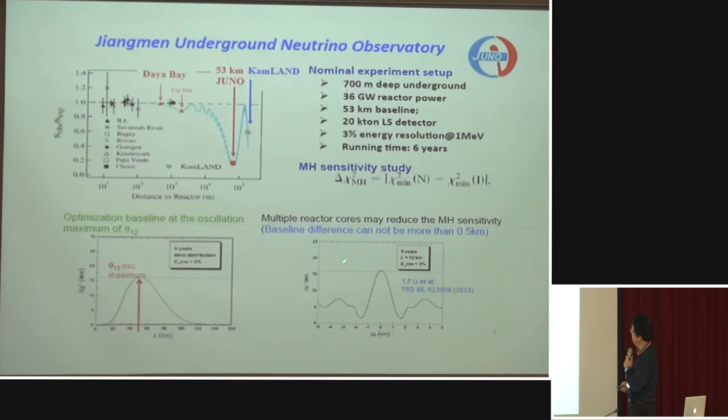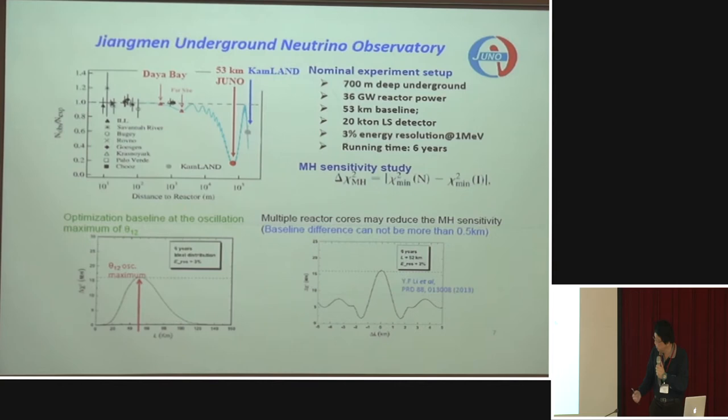And for a good sensitivity, we did quite a bit of study and there are several requirements which are very challenging, much more challenging than Daya Bay. We have to place the detector 700 meters underground, so that means a new site. We need roughly 36 gigawatts of reactor power, somewhat twice that of Daya Bay, and a 53 kilometer baseline. We need a 20 kiloton liquid scintillator detector. And one of the very challenging requirements is 3% energy resolution at 1 MeV. Remember, Daya Bay is only 7.5%, okay? And we have to do much better with a much bigger detector. So these are some studies from our design report.